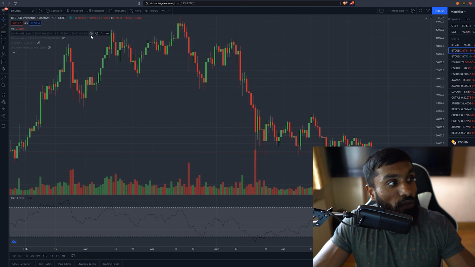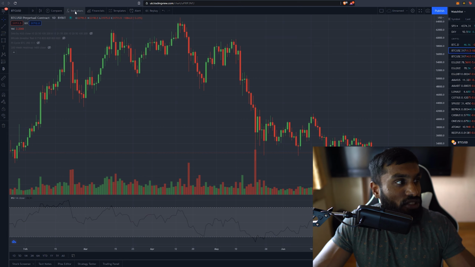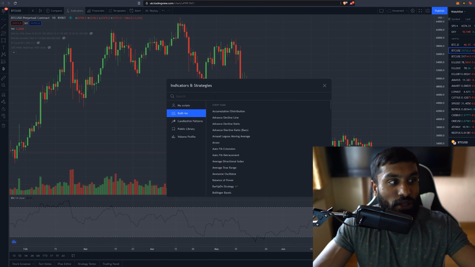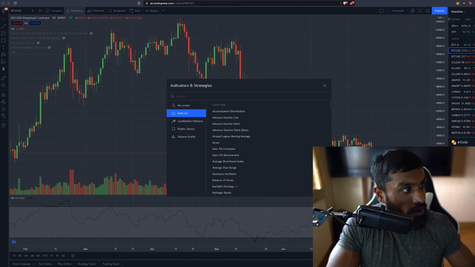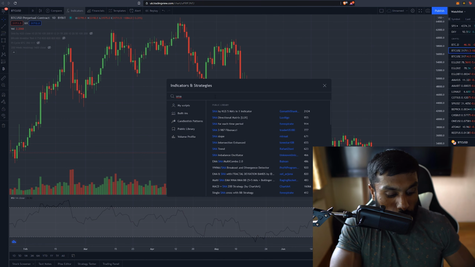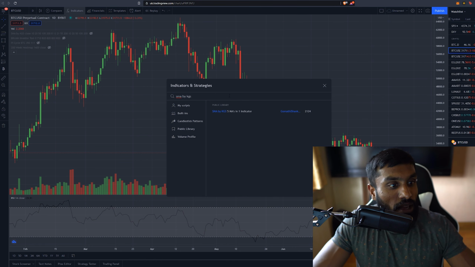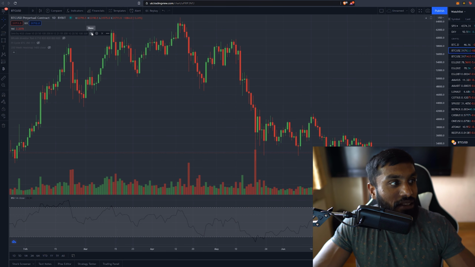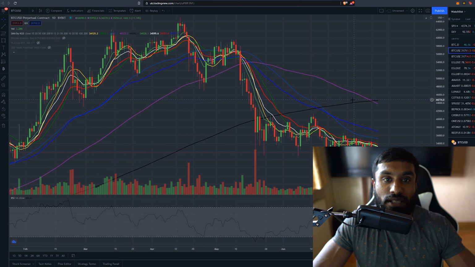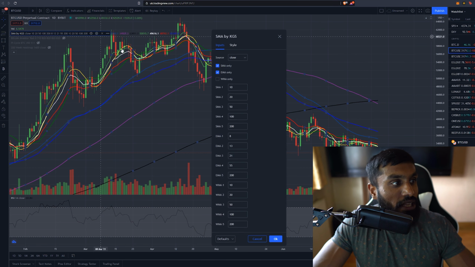The first being moving averages. If you want to add any indicators, you simply go into indicators and type in the search. So in my case, SMA by KGS, and then you can add the indicator here. Here I've already got it added, so I'm not going to add it again. Now if we show, okay, that looks a little bit crazy, so what I'm going to do is just show simple moving averages for now.